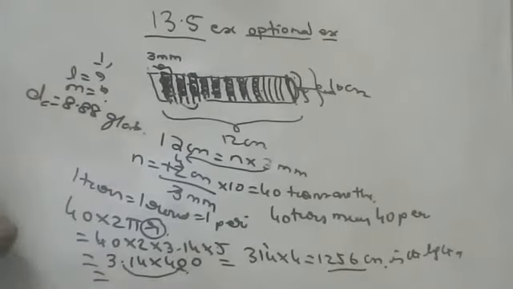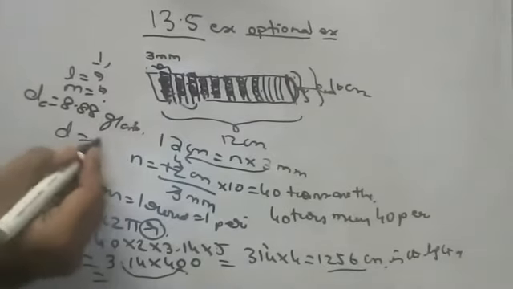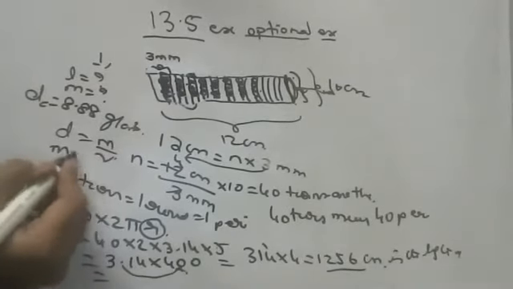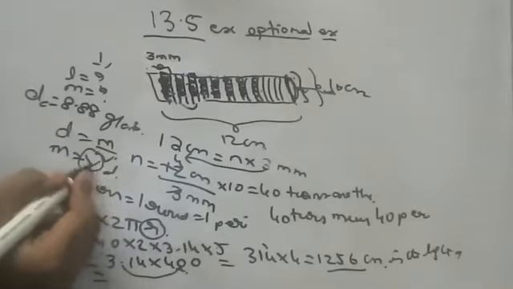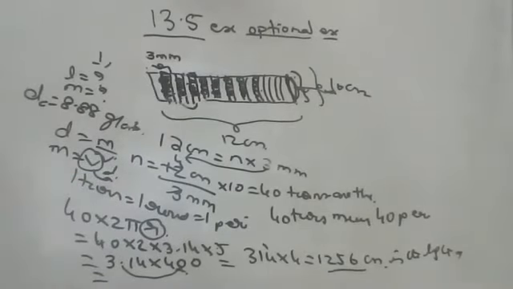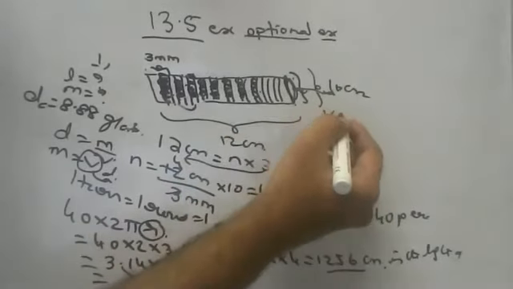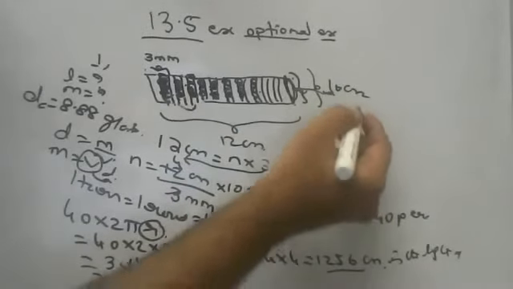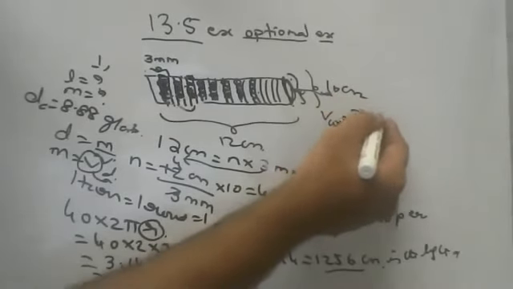Density is equal to mass by volume. So mass is equal to volume into density, volume of the wire into density. Density is already given. We have to find out volume. So for finding volume, the wire is a cylinder, so pi r squared h.